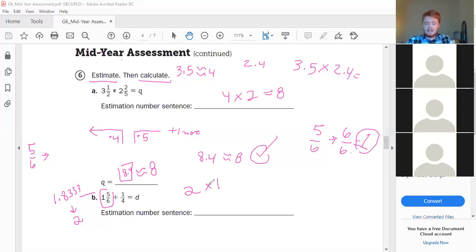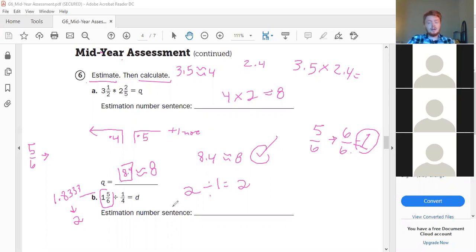Oh, sorry, we're dividing. Never mind. Let's go back. So we're dividing, sorry, 2 divided by 1. Anything divided by 1 is, hopefully as we remember, itself. So it's going to be 2. And then you can double check that it is 2 on your calculator. So when we do this for real, our answer is going to be pretty close to 2.